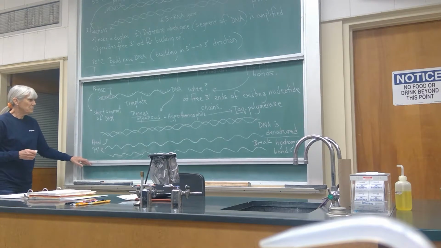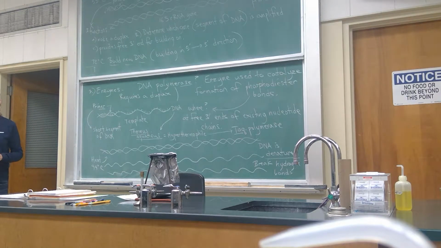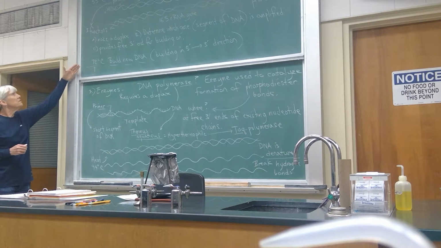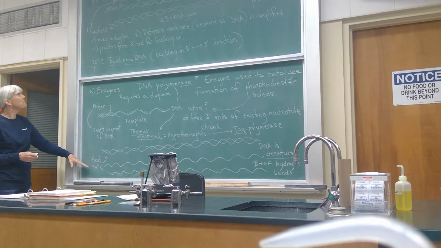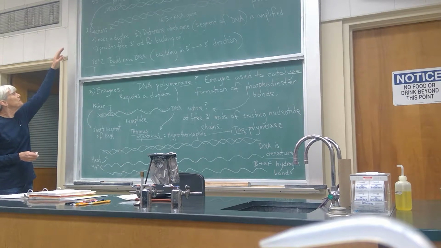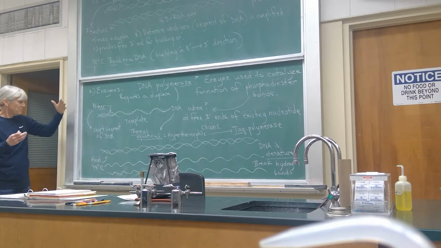So, what else can we say about this? Again, it's the same process that's happening within cells. It's just going to be happening in a tiny little tube. It happens by running through this series of events. Heat to 94 to separate, and then cool to 55 to anneal, and then heat to 72 to build, and then start the process over again.